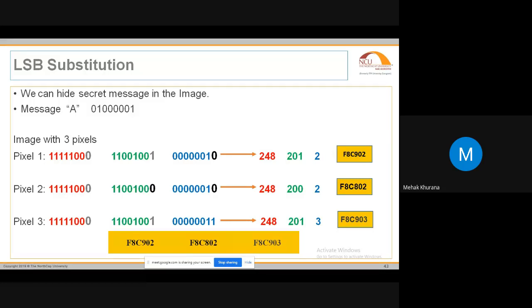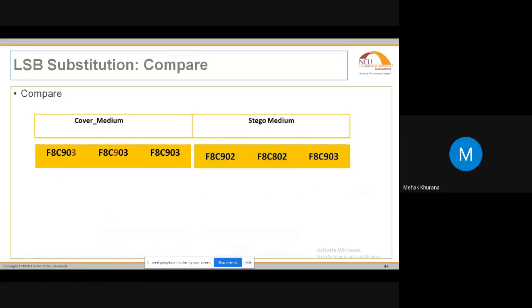Next slide, please. In the next slide you can compare both the data. The left side is your cover medium and the right side is your stego image. I've highlighted exactly what the changes in the image are, but in the color intensity you will not be able to identify whether the actual color has changed or not. With the human visual system, we will not be able to identify whether there is a color change in the image or not.